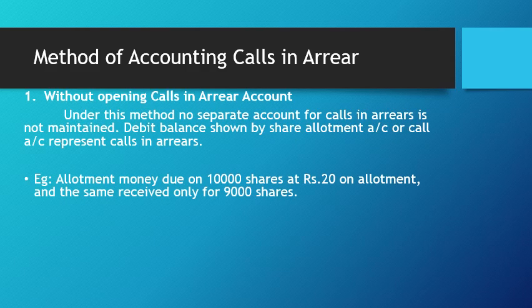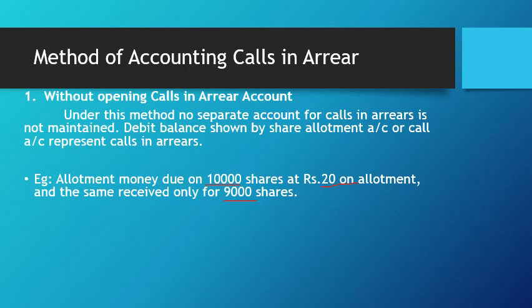See the example. Allotment money due on 10,000 shares at rupees 20 on allotment, and the same received only for 9,000 shares, which means the company made the allotment money due for 10,000 shares, and rupees 20 per share is to be paid on allotment. So the company has to get how much? 10,000 into 20, 2 lakh rupees in the form of allotment money, but the company received only for 9,000 shares. So there is a calls in arrears of 1,000 shares into 20, which means 20,000 rupees.